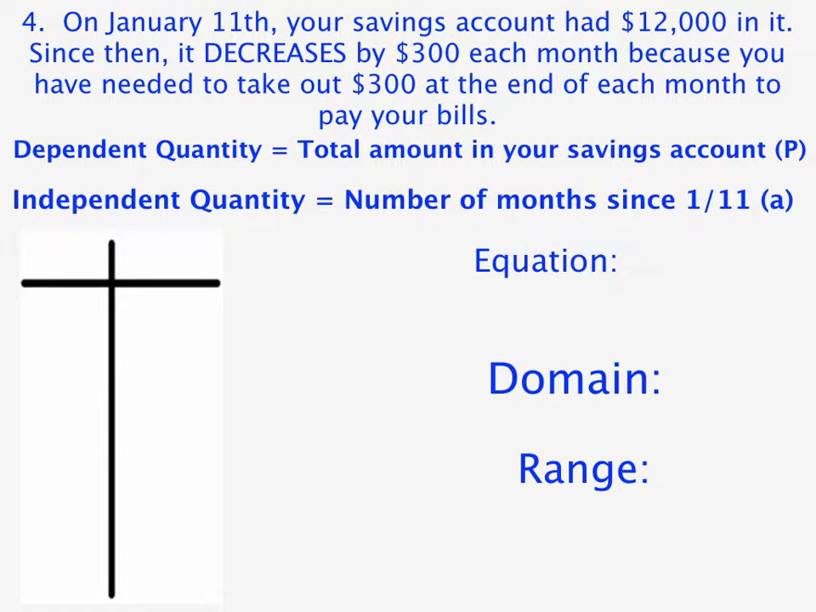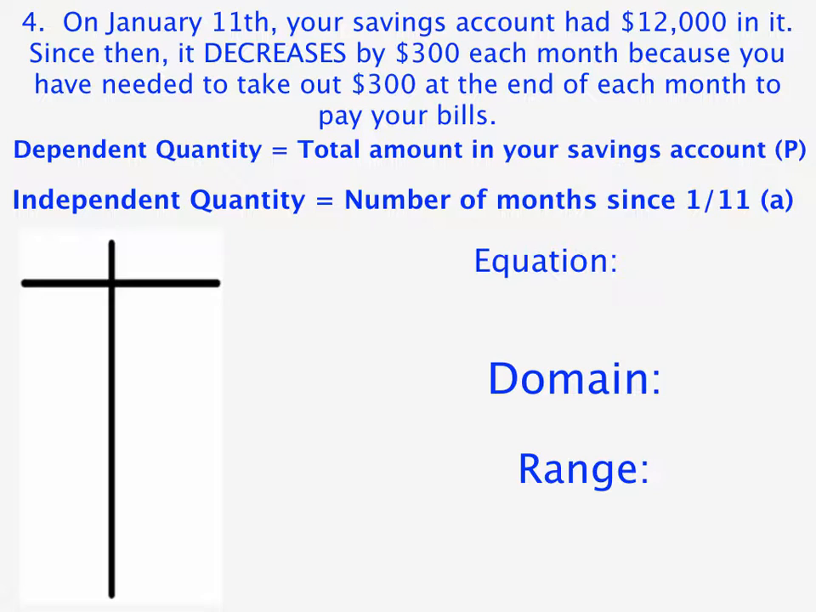Alright, last example, and something slightly different in this one. On January 11th, your savings account had $12,000 on it. Since then, it decreases by $300 each month because you have needed to take out $300 at the end of every month to pay your bills.